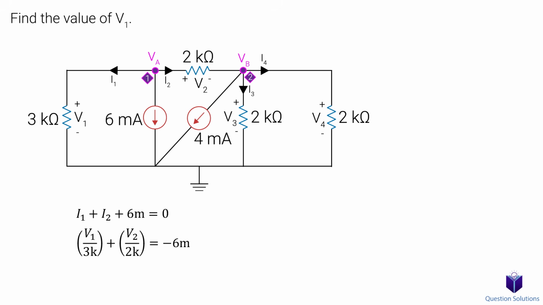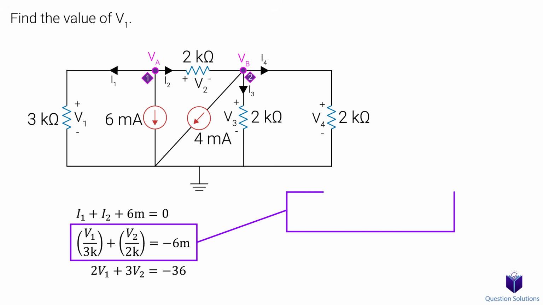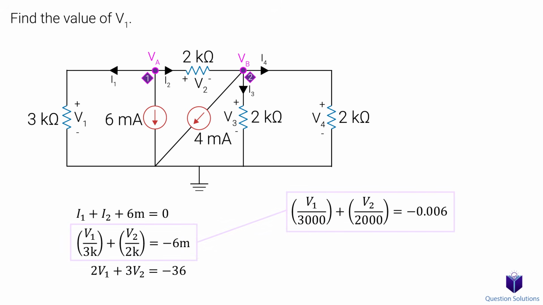It should be noted here that the K represents 1000 and the M represents 10 to the -3. This makes it easier to work with rather than writing down 3000 ohms or 2000 ohms. Now we can multiply both sides by 6K, eliminating our fractions. Note that this also gets rid of the milli part. This part can be confusing to some, so let me quickly explain what's happening here. This equation can be written like this. By multiplying everything by 6K, which is 6000, we are effectively getting rid of the decimal places and removing the fractions at the same time.